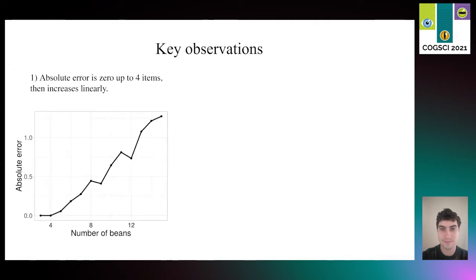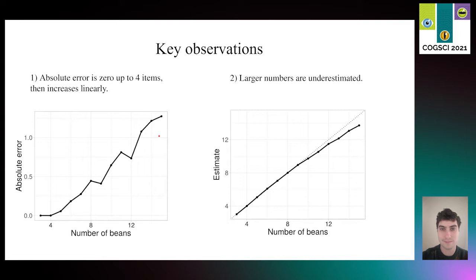So there are two kinds of observations that he made. One is that the answer to his question, how many objects he could hold in his mind at once, was 4. After 4, he started to make some errors. And in fact, the magnitude of his errors increased roughly linearly beyond that. And curiously also, he tended to underestimate larger quantities.